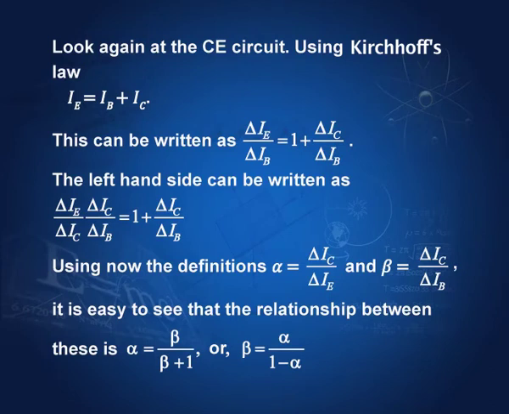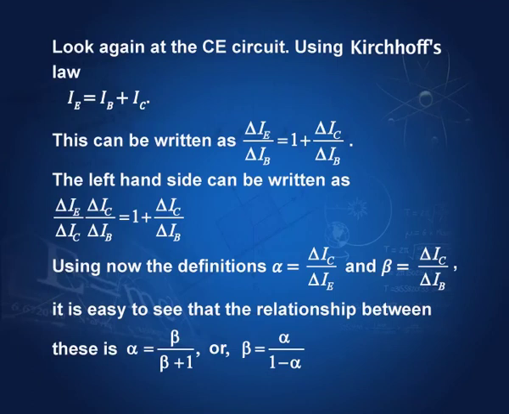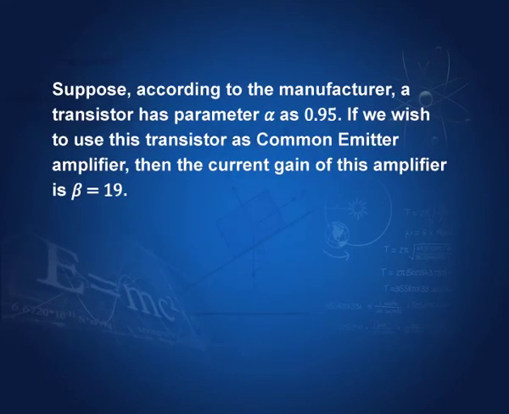Using now the definition of alpha, alpha is delta IC by delta IE. So it is 1 by alpha here, and delta IC by delta IB is beta, and then 1 plus once again delta IC by delta IB, beta. So you can play around with alpha and beta and you will get the relation alpha is equal to beta by beta plus 1, or beta is equal to alpha by 1 minus alpha. Whichever relation you want to use, you will get it from this equation. Suppose according to the manufacturer, a transistor has parameter alpha equal to 0.95. So beta is 0.95 by 0.05, which is 19. So the current gain is 19.